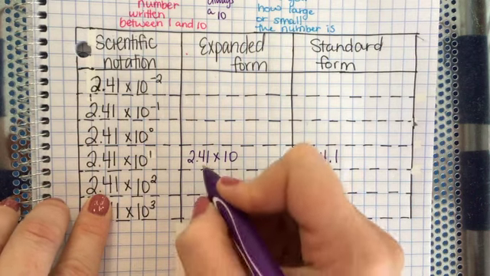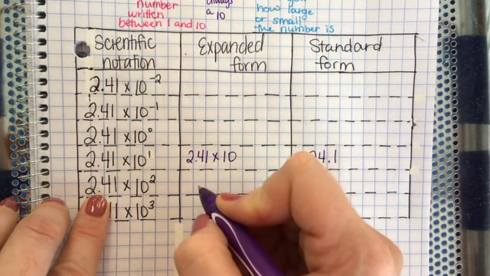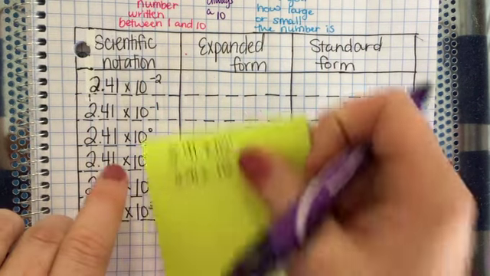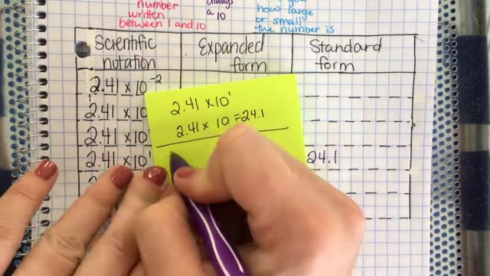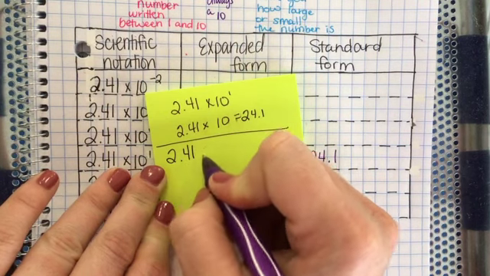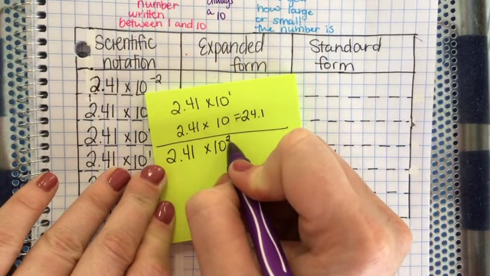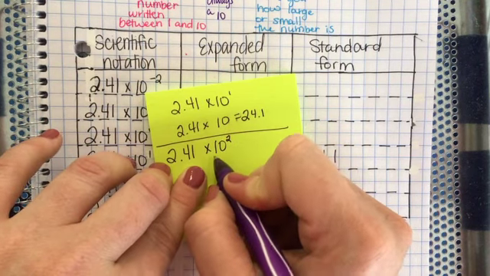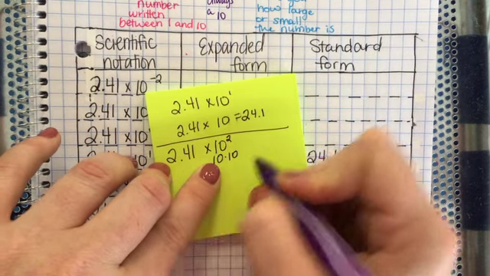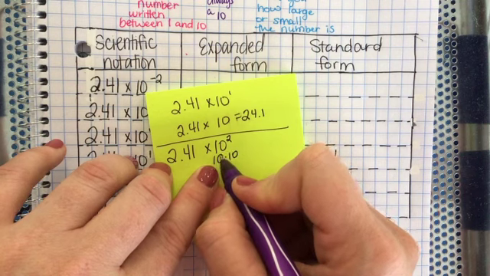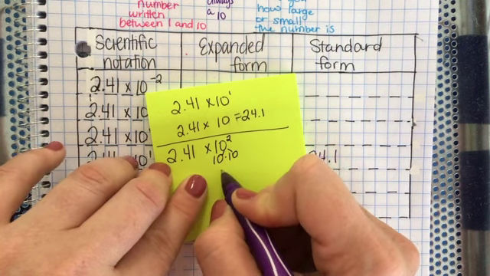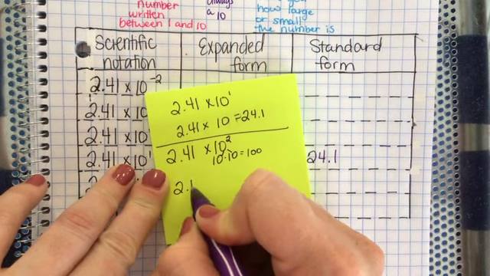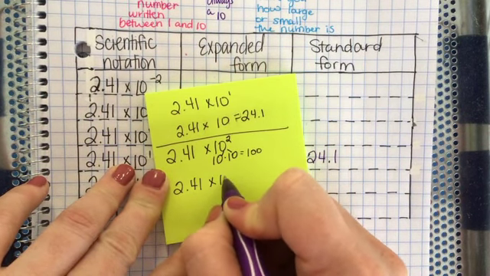Okay, let's go to this next one. And this is purple. It's just hard to see that it's purple. Now I have 2.41 times 10 squared. Remember, if I have something squared, that means I have two of them, or 10 times 10. Well, 10 times 10 equals 100. So it's actually 2.41 times 100.